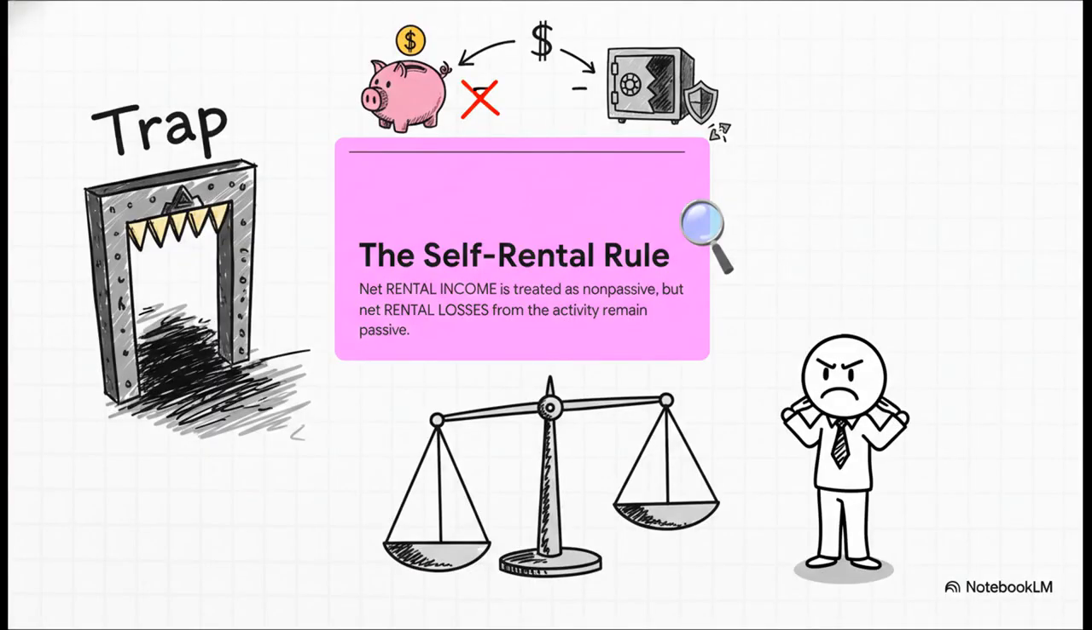First up, let's talk about the ugly trap you fall into if you fail to group or just don't do it. It's called the self-rental rule, and you can find it in Regulation 1.469-2(f)(6). And trust me, this rule is just brutal. It's a classic heads I win, tails you lose situation for the IRS. It says if you rent to yourself and make a profit, that income gets relabeled as non-passive. But if you have a loss, oh, that loss stays passive. It's literally the worst possible outcome in both scenarios.